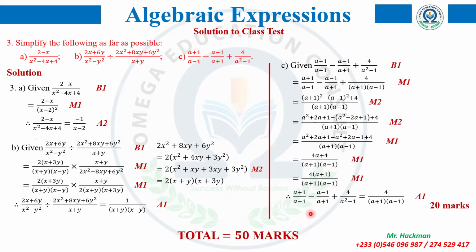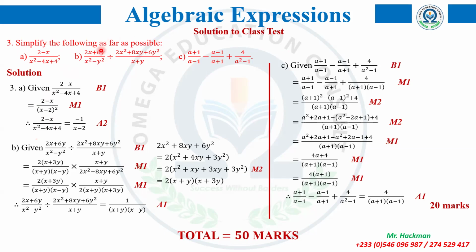Now, quickly, let's look at the solution to question 3. So question 3, the first one, what do we have here? We are asked to simplify the following as far as possible. In normal circumstances, whether you see "as far as possible" or not, this is what we are supposed to underline. But anytime you are asked to simplify, your simplification must be done as far as possible.